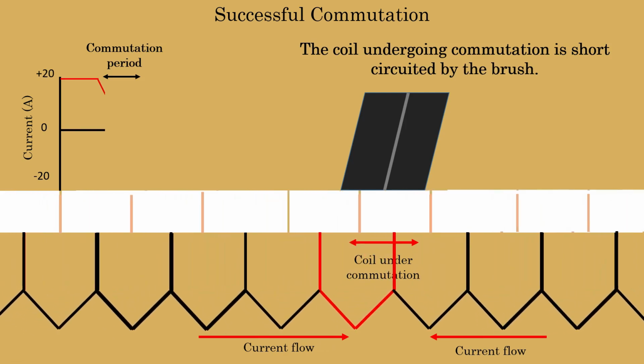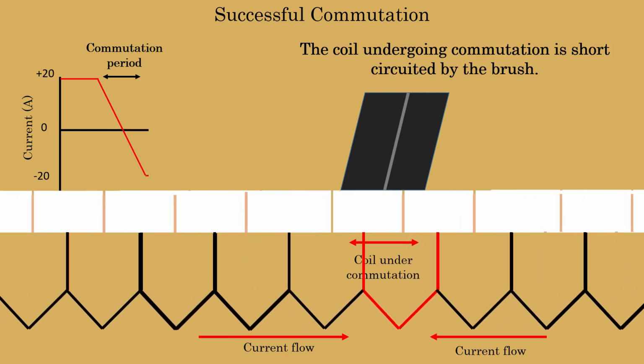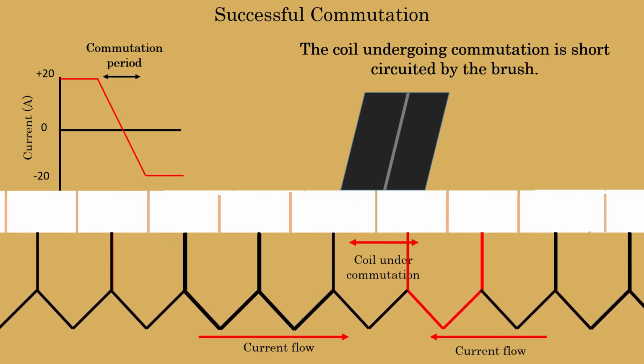This illustrates what happens when a coil is under commutation. Current decreases until it is zero at the point where the coil is centered at the brush, then reverses direction.